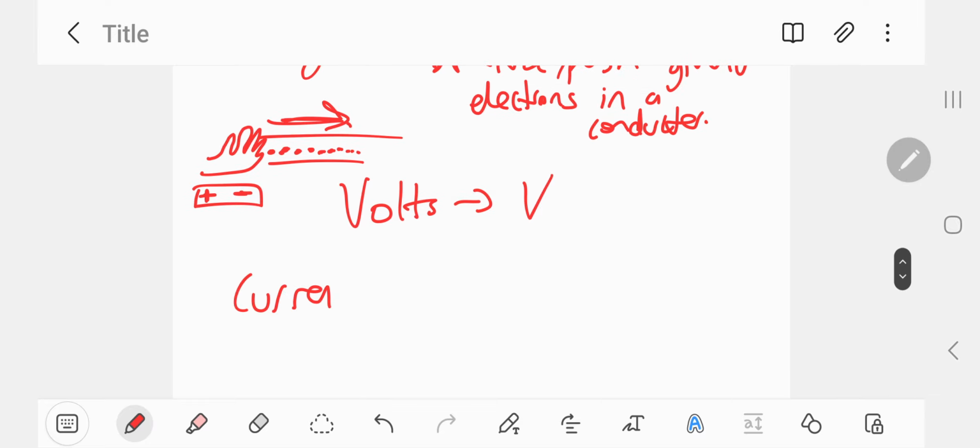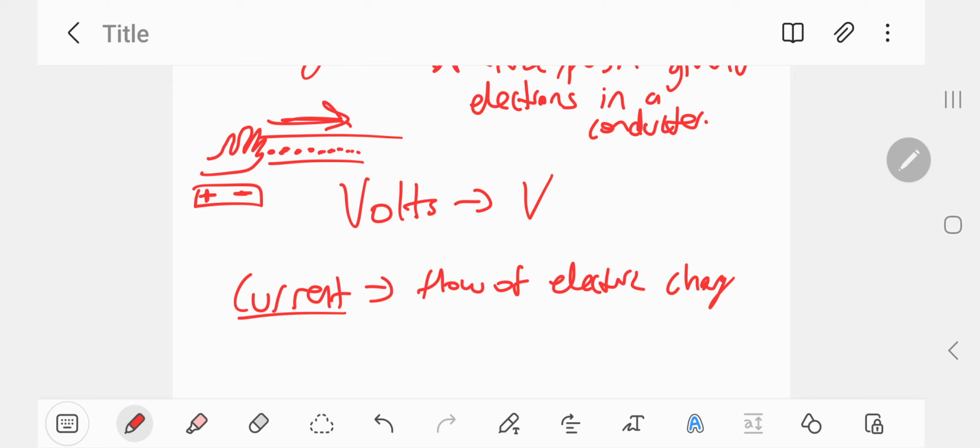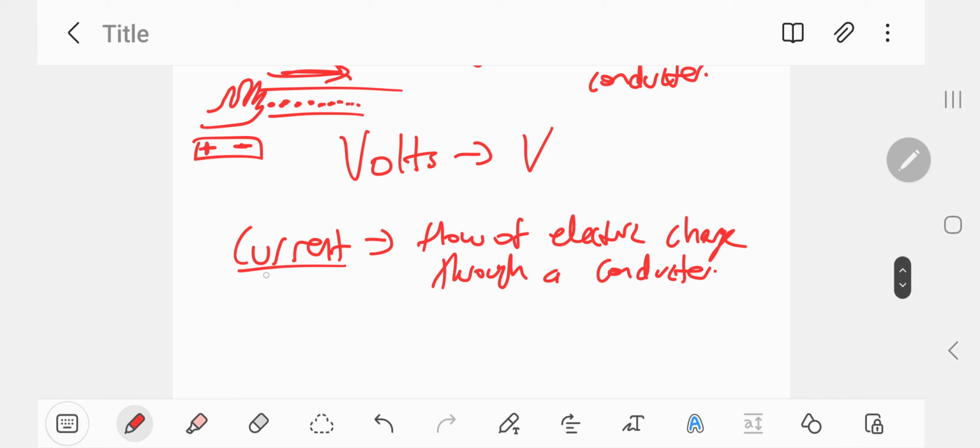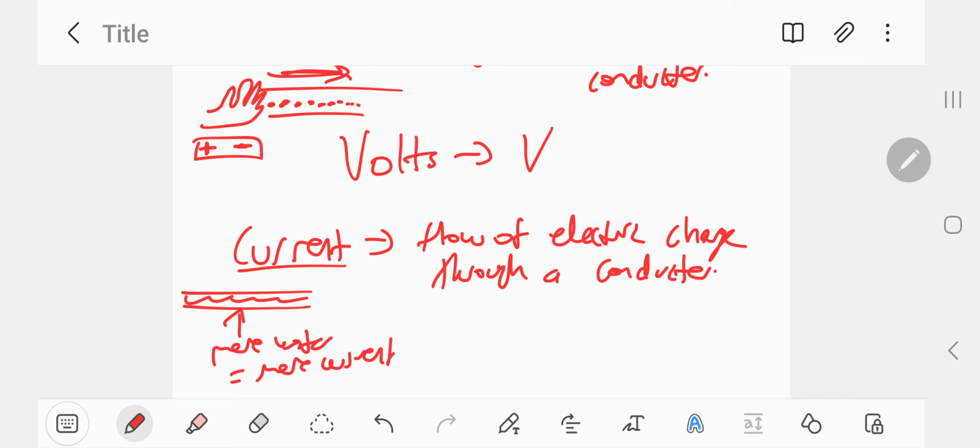You've now got current. Current's a simple one. Current is basically just the flow of electric charge, typically electrons, through a conductor. Think of a lake or a river. If you have more water, you have more current. Less water, less current. Obviously, you're going to be swimming in water that's got less current, right? It's safer. So it's the flow of electric charge through a conductor. It's a movement of electrons in a specific direction.